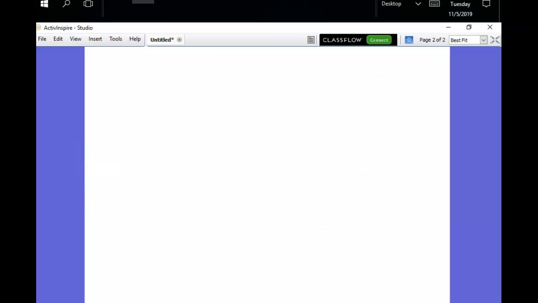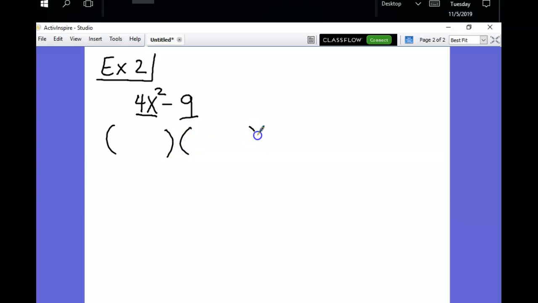Okay. So let's try a second one. How about the difference of squares method, like 4x squared minus 9? What we learned about these ones is that whenever you have 2 numbers that are perfect squares, you could take the square root of them and get a pretty nice number. What's going to happen is you're going to take the square root of this. What's the square root of 4x squared? 2x. And the square root of that?